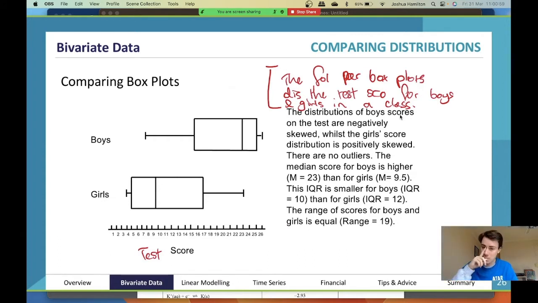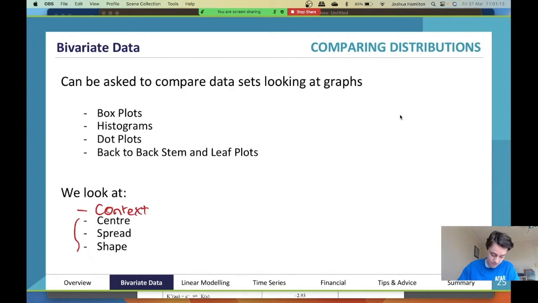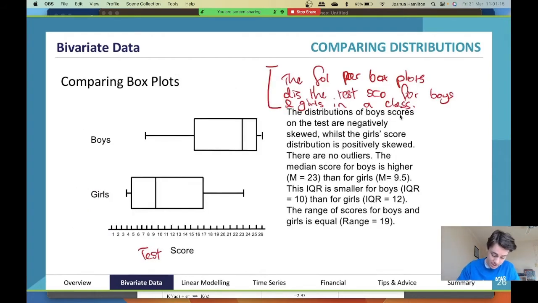You need to say, hey, the following parallel box plots displays the test scores for boys and girls in a class. Full stop. That's all I need to say. It gives context. It tells me what's going on, and then you move on. So as you can see here, this has been a really good descriptor because, other than not having the context, which I've just added in, it goes through center, spread, and shape. So it goes through the shape first. So it talks about the skew.